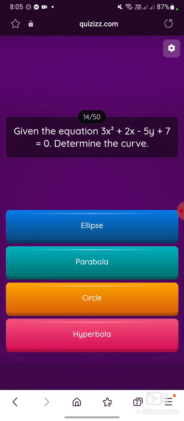Given the equation 3x squared plus 2x minus 5y plus 7 equals 0, determine the curve.